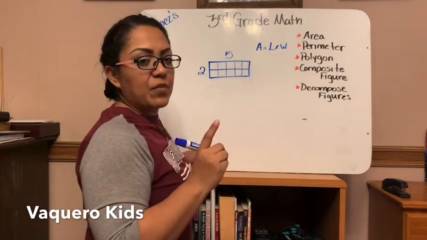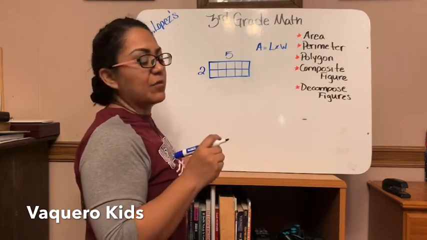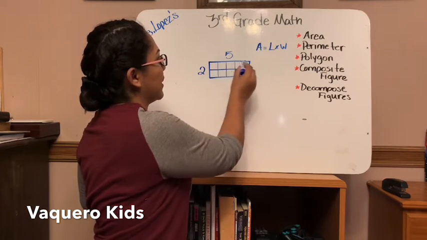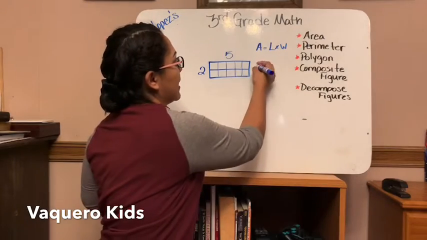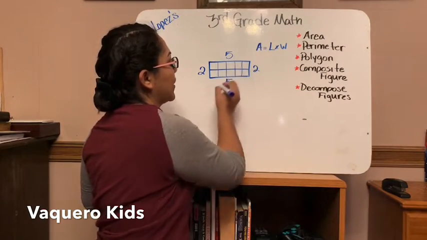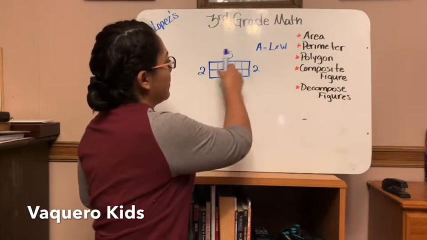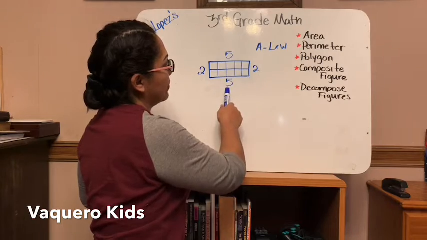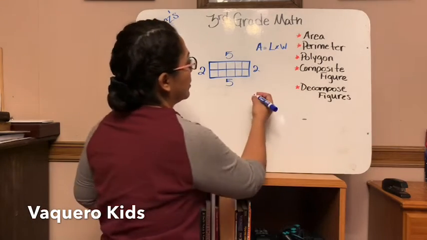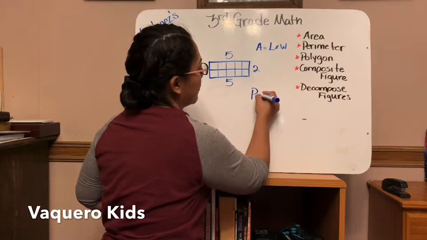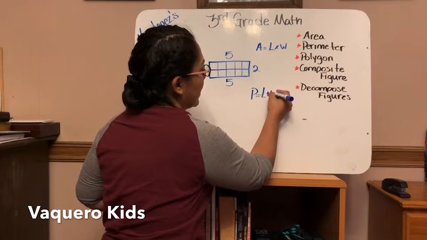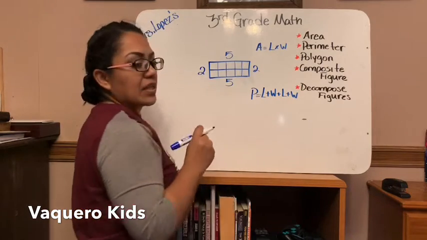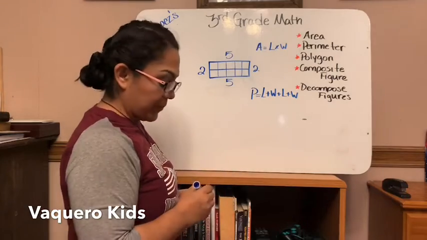Now for perimeter, perimeter is the distance around the figure or shape. If our figure is 2 units by 5 units, then we know that this side is also 2 units and this side is 5 units. We can add them all up. 2 plus 5 is 7, plus 2 is 9, plus 5 is 14. We also know this because the formula for perimeter is length plus width plus length plus width. These are two that we should remember already.